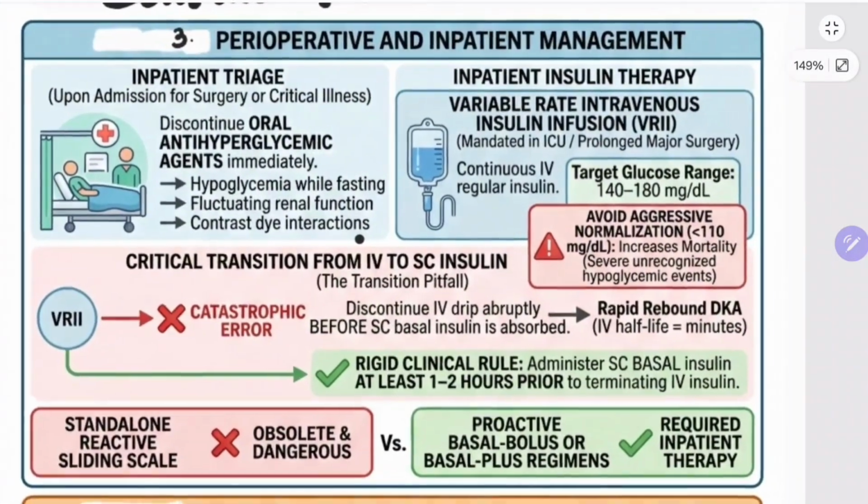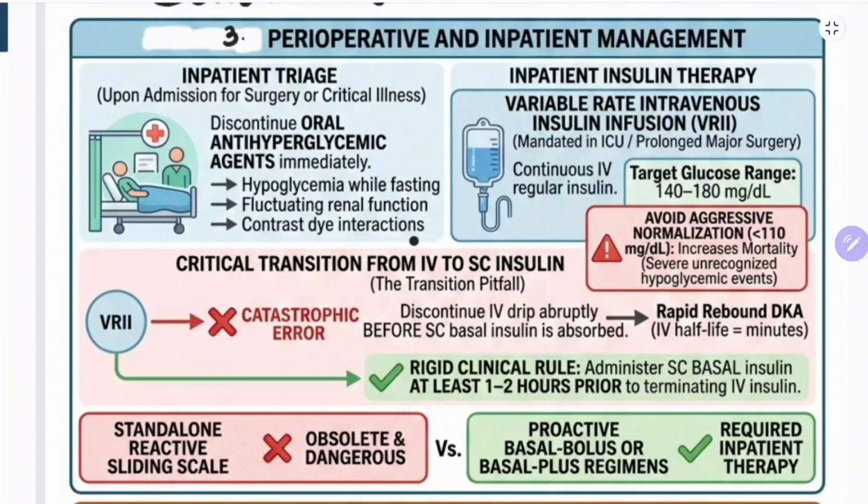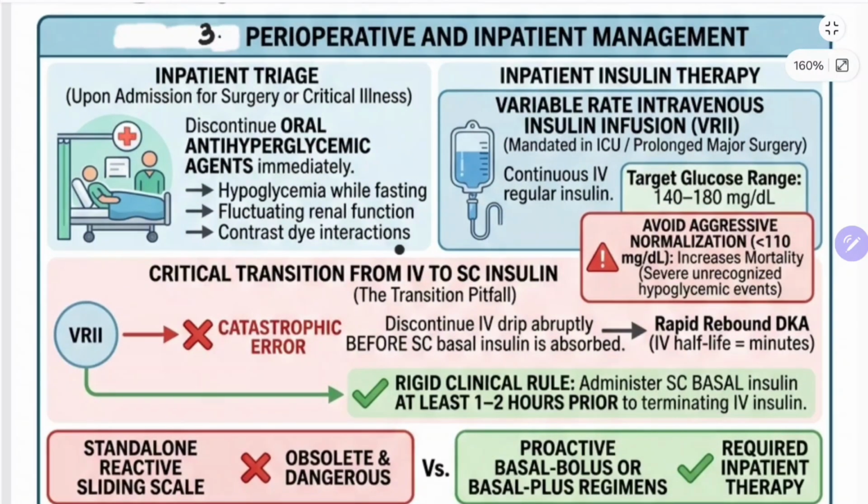Coming to the third special context, that is perioperative and inpatient management. So patients who are going for surgery and patients who are admitted to the hospital, for surgery or for critical illness, remember, should discontinue all the oral anti-hyperglycemic agents because they are at risk of hypoglycemia. So they should be started on insulin.